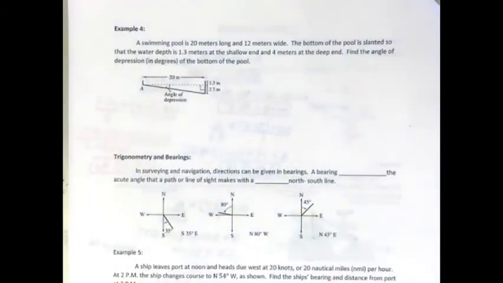All right, a swimming pool is 200 meters long and 12 meters wide. Okay, the bottom of the pool is slanted, so the water depth is 1.3 meters at the shallow end and 4 meters at the deep end. Okay. Find the angle of depression of the bottom of the pool.